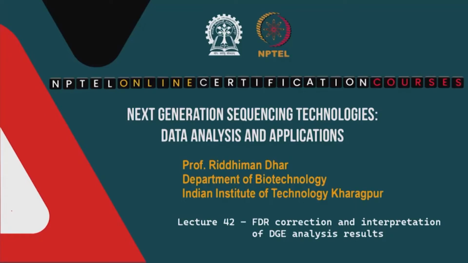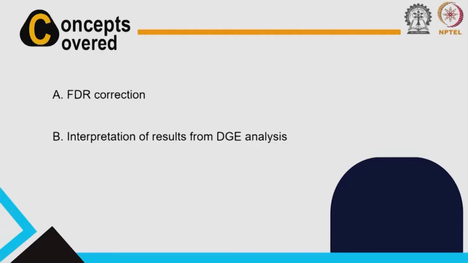Okay. So, in the last class we mentioned the family wise error rate correction method, and in this class we will be talking about the FDR correction method. Once we have discussed this FDR correction method, we will move on to the interpretation of the results that we obtain from DGE analysis. Okay. So, this is the agenda for today's class.